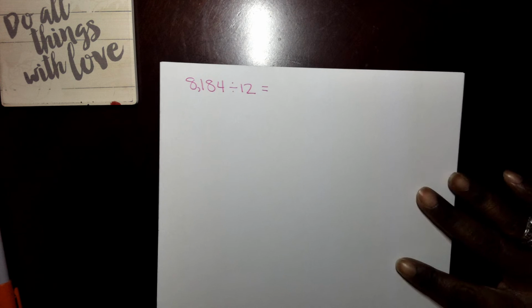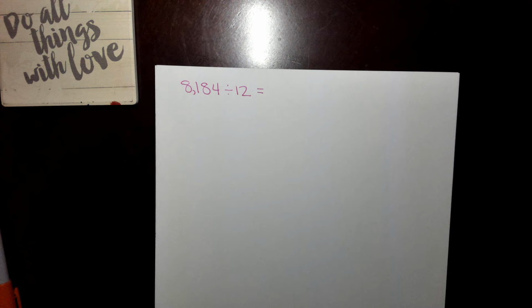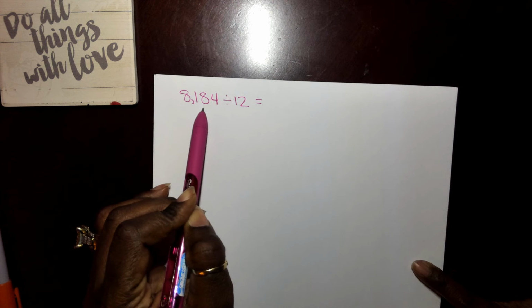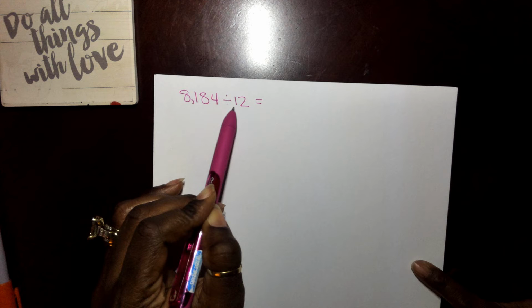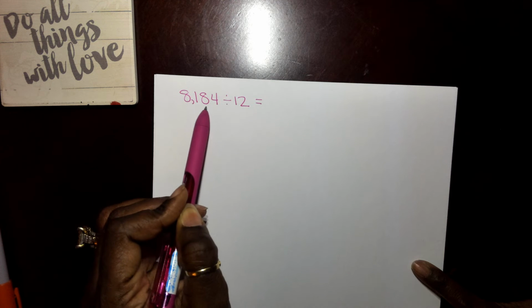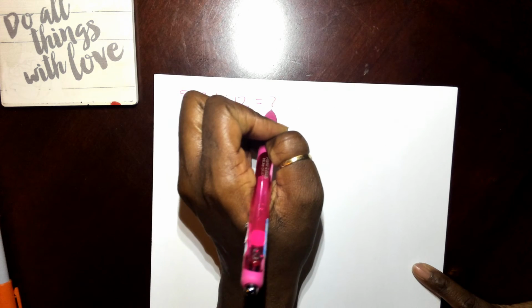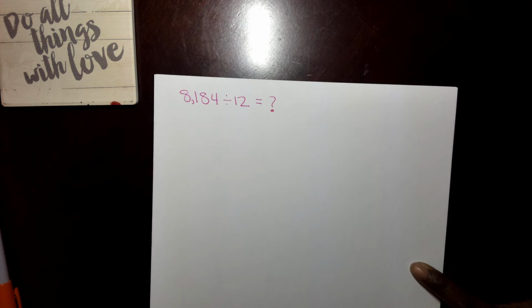Okay, so we are going to do another problem where we are going to divide with multi-digit numbers. The first thing we have on here is 8,184, and we want to break it up into groups of 12. So 8,184 divided by 12 equals an unknown, which is to be determined.